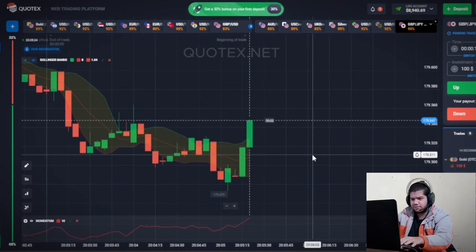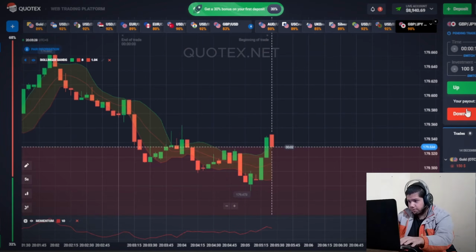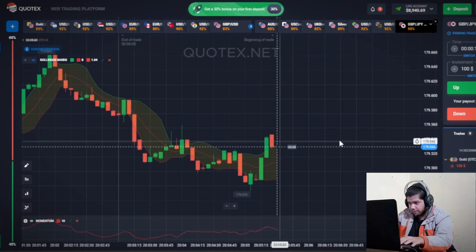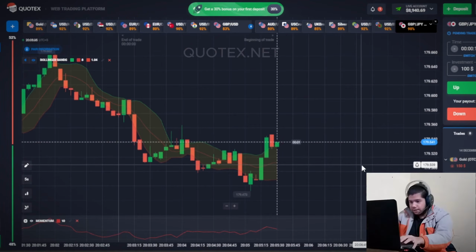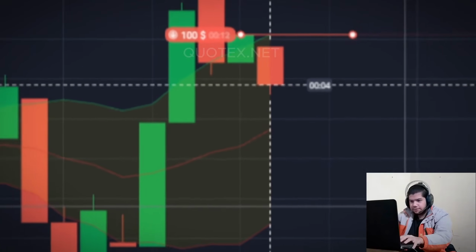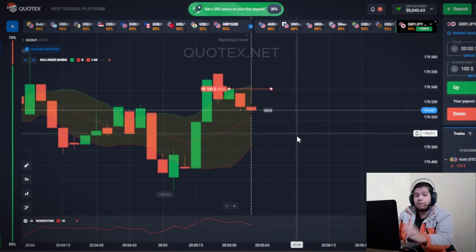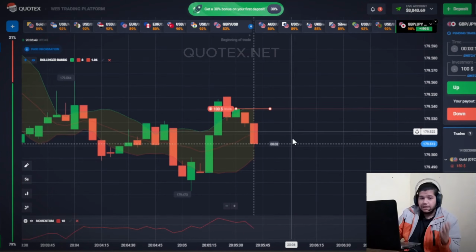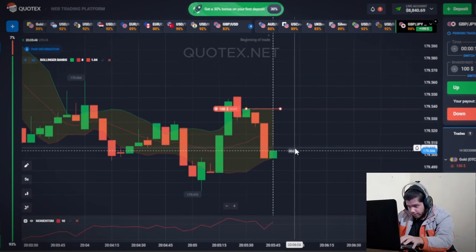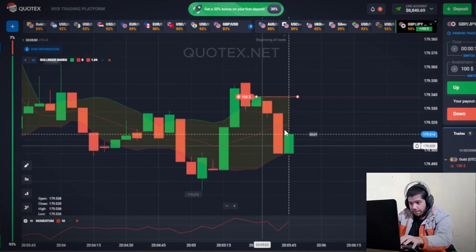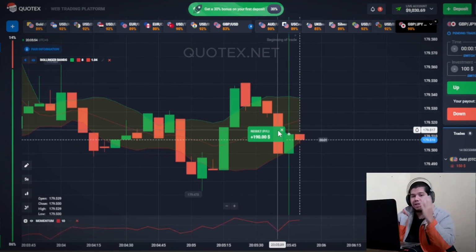So let's take another trade. The price is above this upper band. I'm shorting here with $100 right here. Okay, let's wait a bit more. Imagine, guys, doing these kinds of trades and doubling your live trading account in less than 1 hour. Okay, so here you go. And boom, here you go. $190 in front of you guys on the live trading.